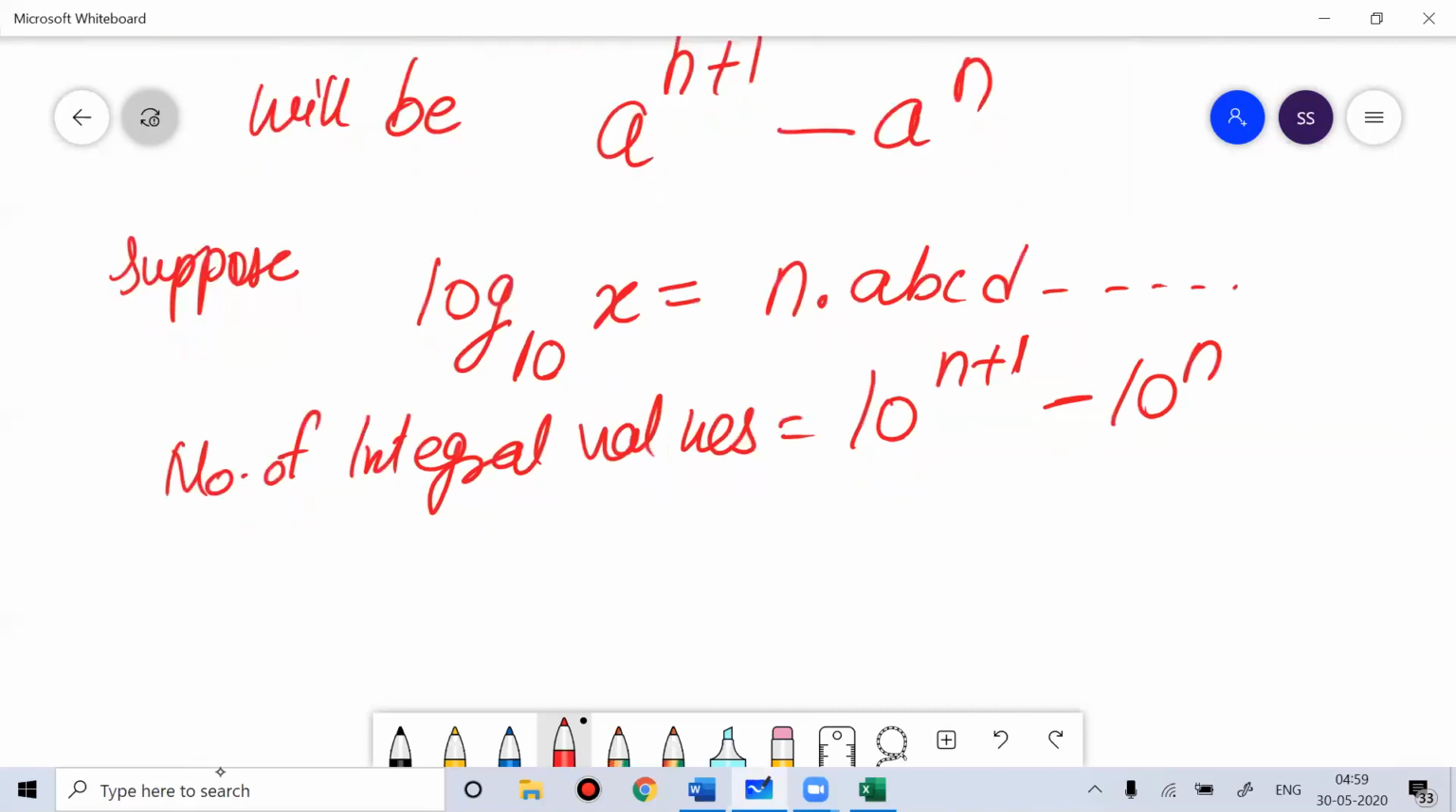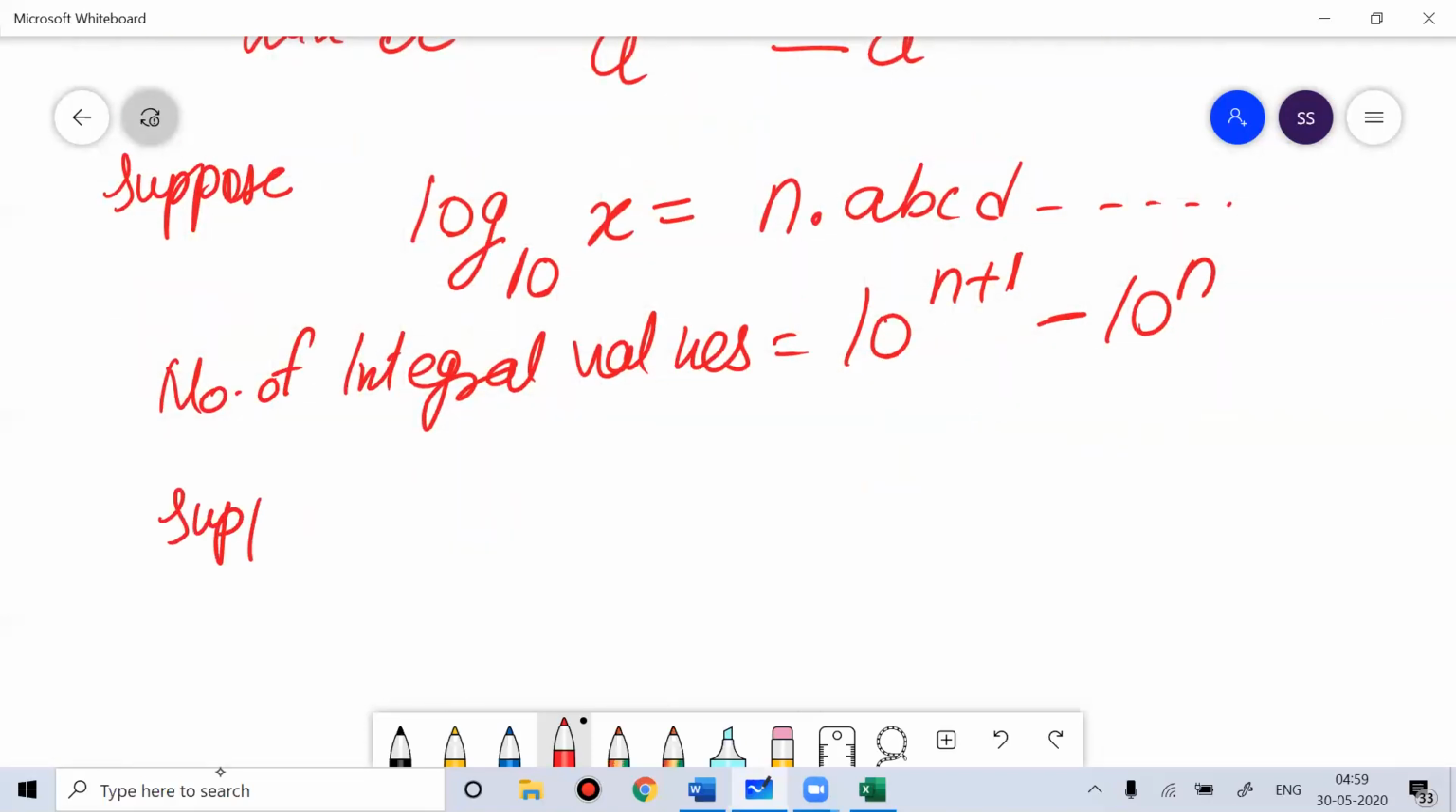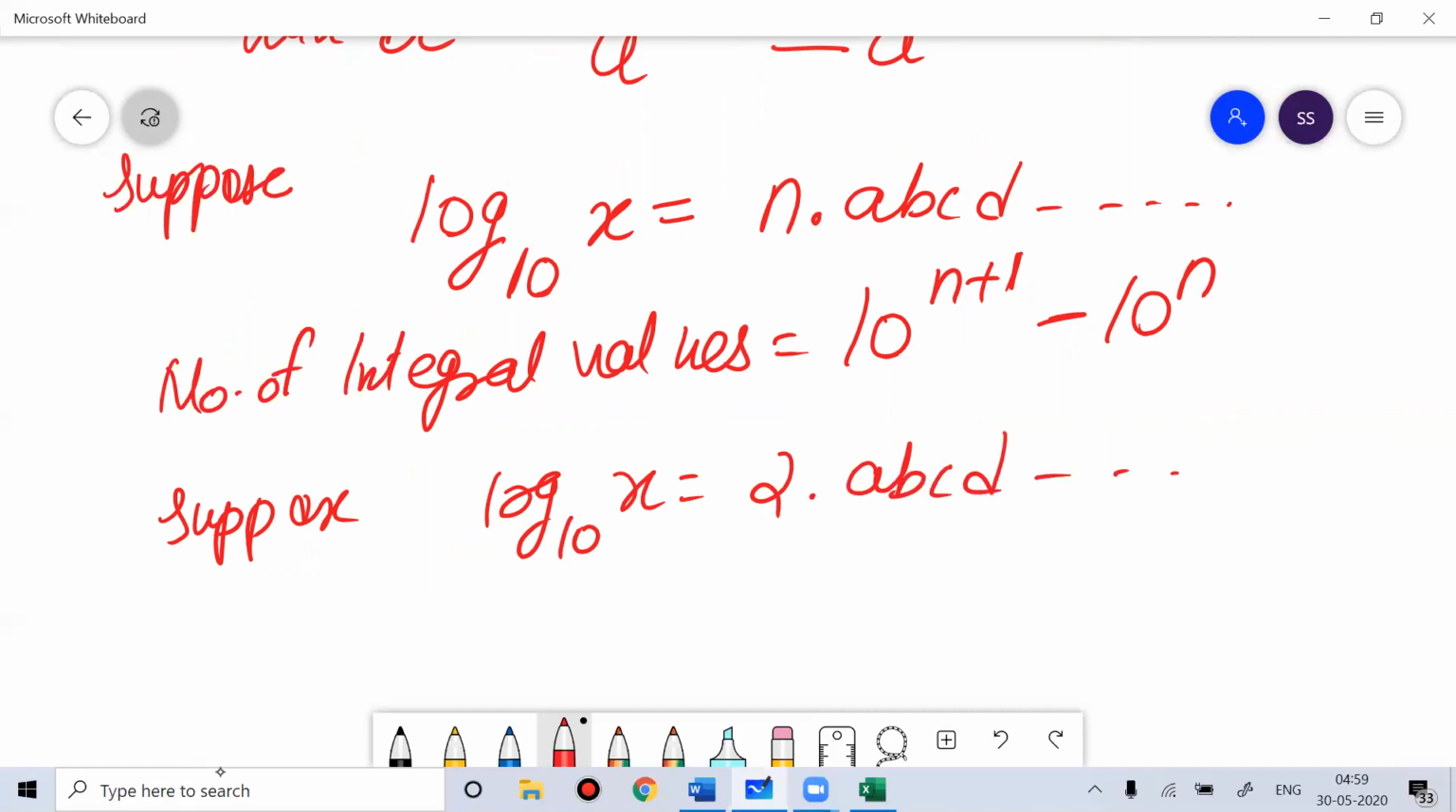So for your better understanding, suppose log of x to the base 10 gives you 2 point a b c d. This a b c d is the mantissa. Mantissa is not relevant for me. Suppose the base is 10 and the characteristic is 2. You can easily understand that log 100 gives you the characteristic 2. If the base is 10, the smallest possible value of the number which gives you the characteristic 2 is 100. It will go till 999. I hope you remember 100 to 999, guys.